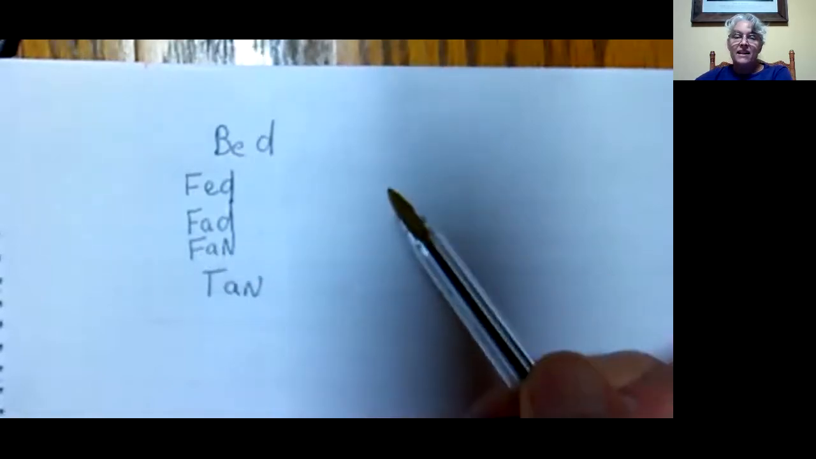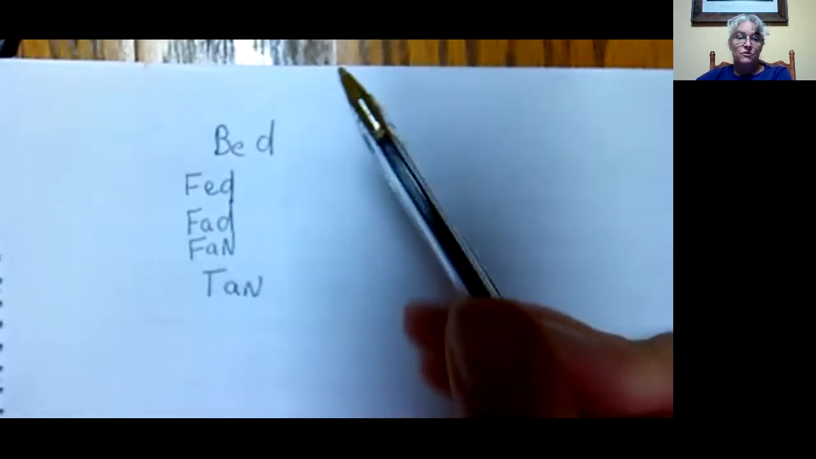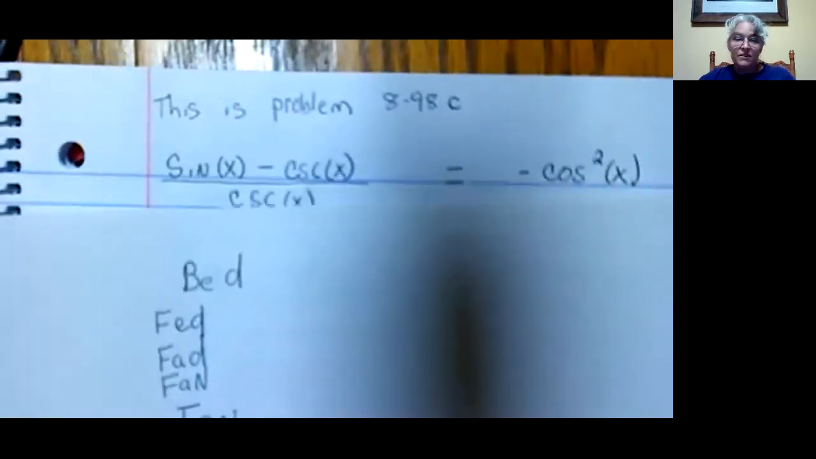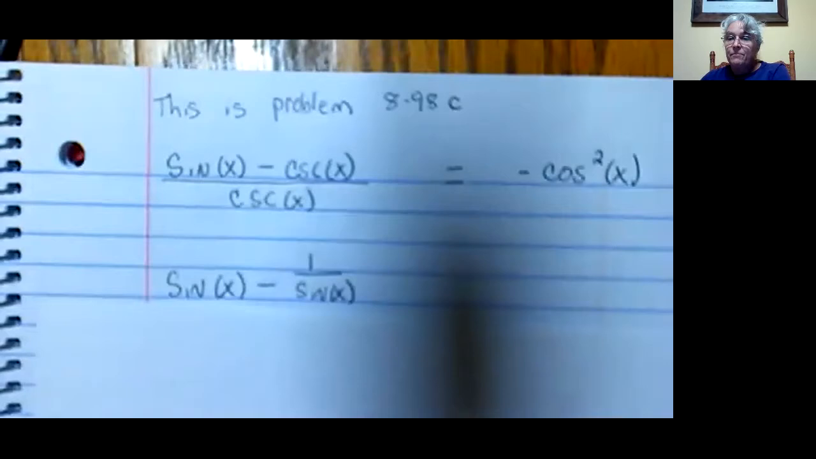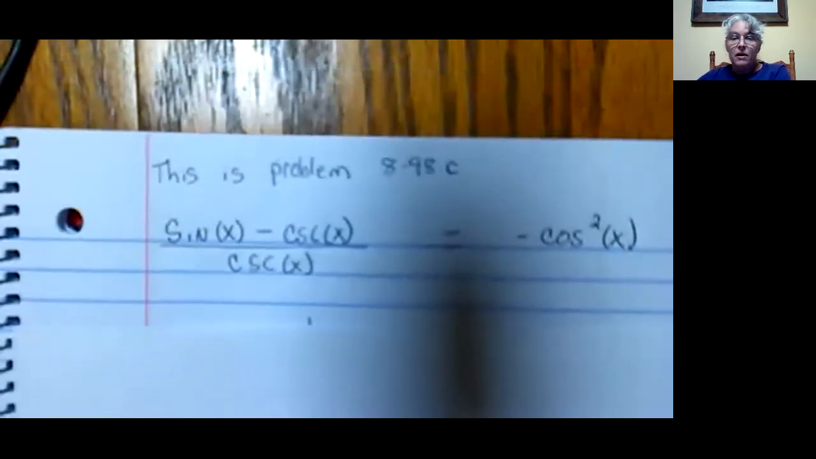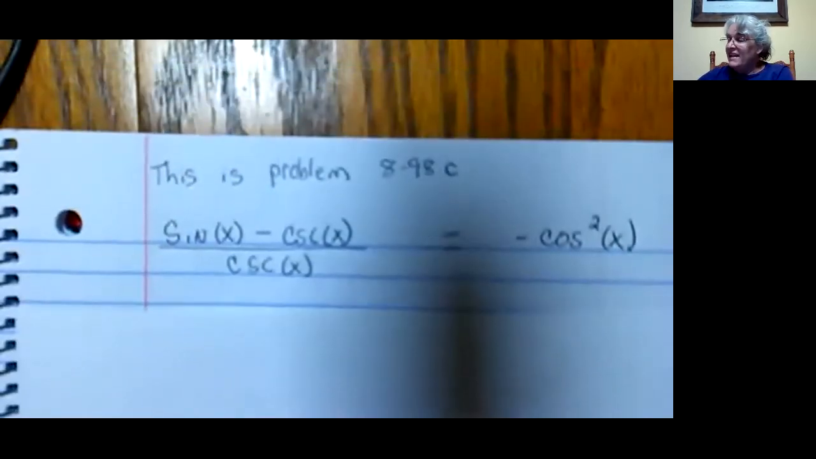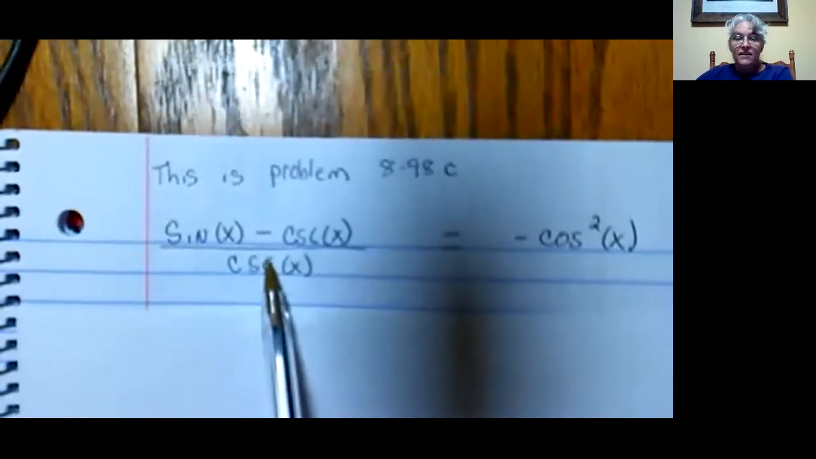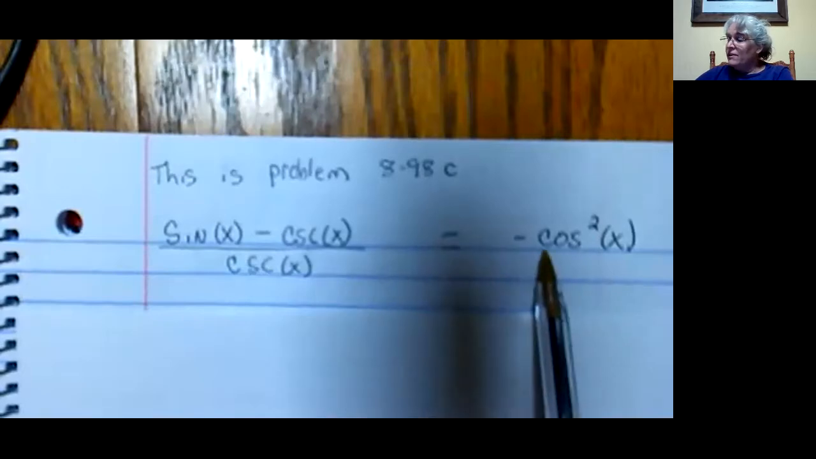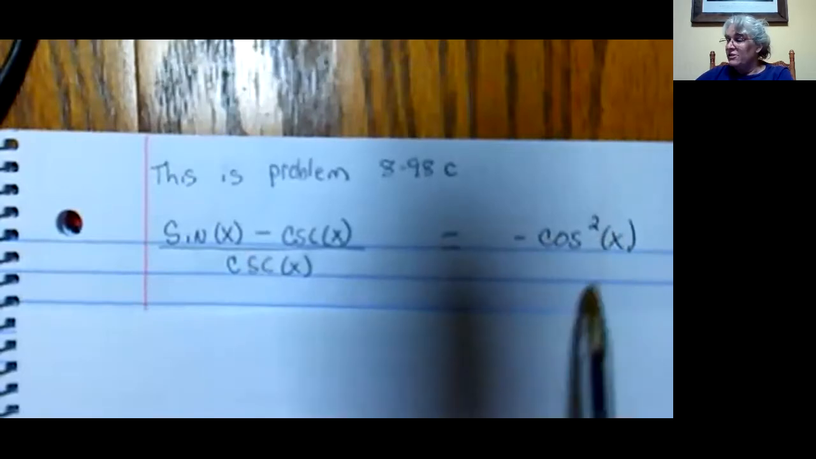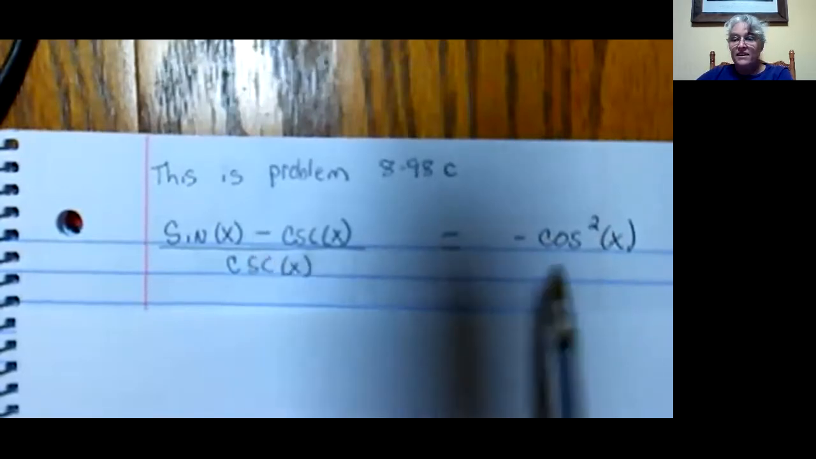This is exactly what you're going to do with proving trig identities. All you're going to do is take your left-hand side of your equation. I'm going to flip this over here. And this is problem 8-98C. You're just going to take one side and one step at a time, turn it into the right-hand side. Okay, you are not going to move things from the right to the left or the left to the right. You just turn one side into the other.